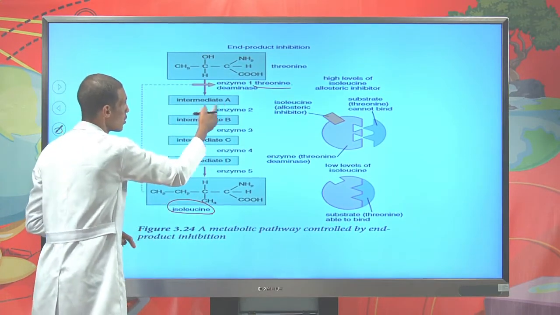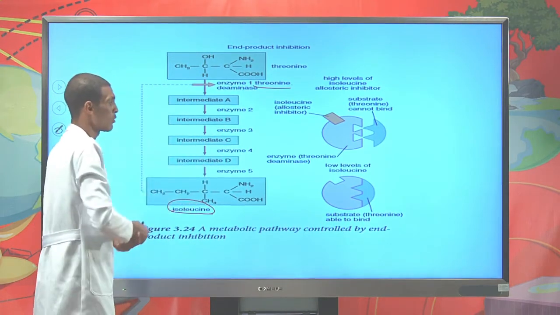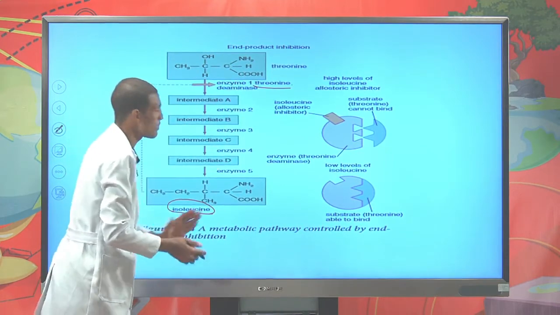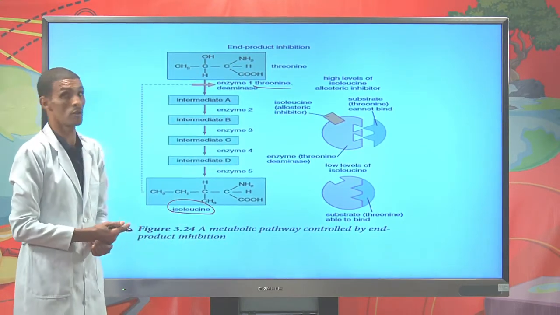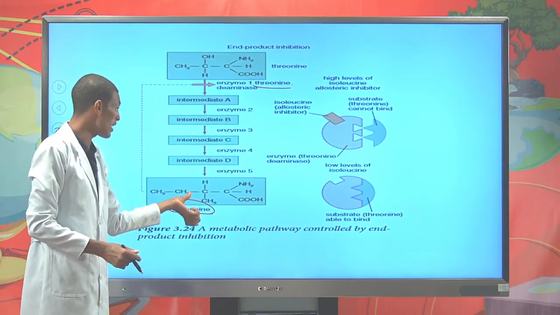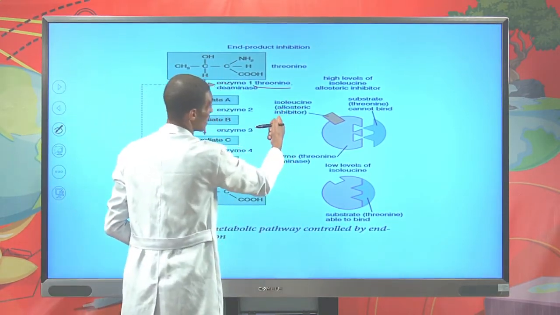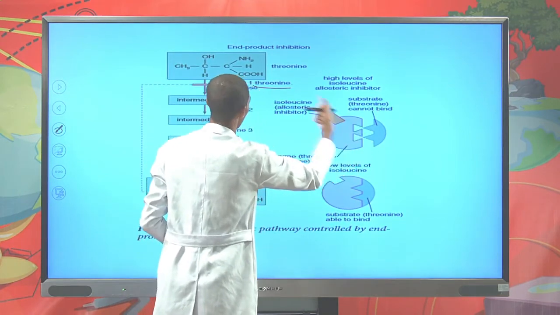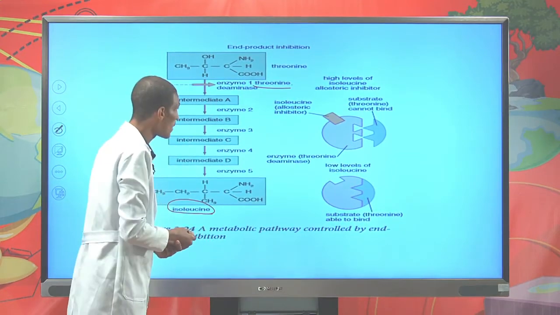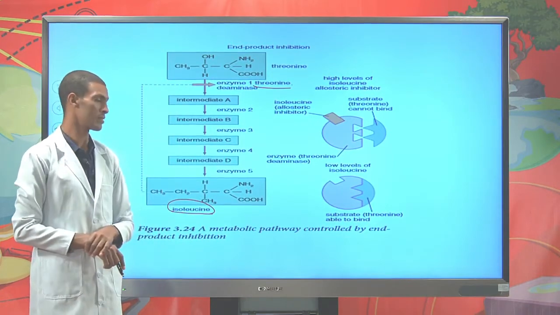So here there is no intermediate A formed, there is no intermediate B formed, there is no intermediate C formed, there is no intermediate D formed. The whole catalytic system of this enzyme becomes affected. Finally, there is no isoleucine formed. The cell is going to be affected since it loses the advantage it obtains from isoleucine. There is no binding of enzyme 1 with threonine to finally form isoleucine. This type of pathway is said to be negative feedback inhibition, or non-competitive inhibition.